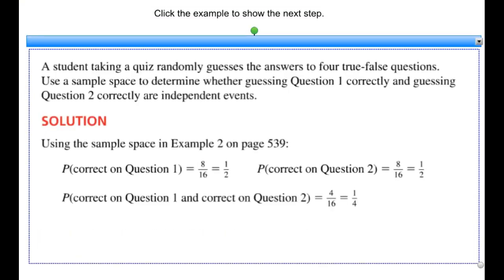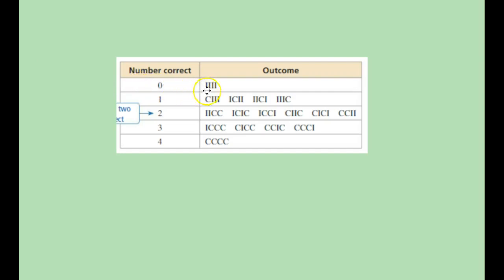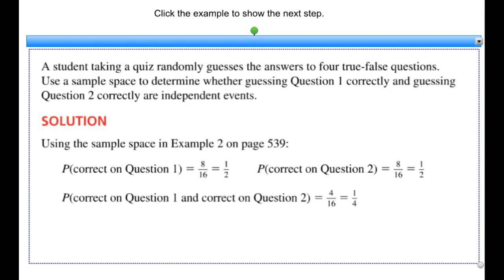So let's go ahead and look at that chart. So here's what we were talking about. What we've done here is we've looked at all of the possible sample spaces. And remember that a sample space is all of my possible outcomes. So I could possibly guess every question wrong. I could guess the first one right and the rest wrong. I could guess the first one wrong and the second one right, and continuing out. So here are all of my possibilities written out.